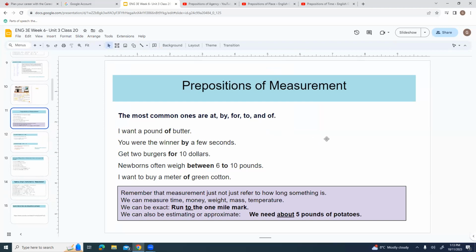So here are some examples of prepositions of measurement. I want a pound of butter. You were the winner by a few seconds. Get 2 burgers for $10. Newborns often weigh between 6 to 10 pounds. Both the between and the to, they're both prepositions. I want to buy a meter of green cotton.